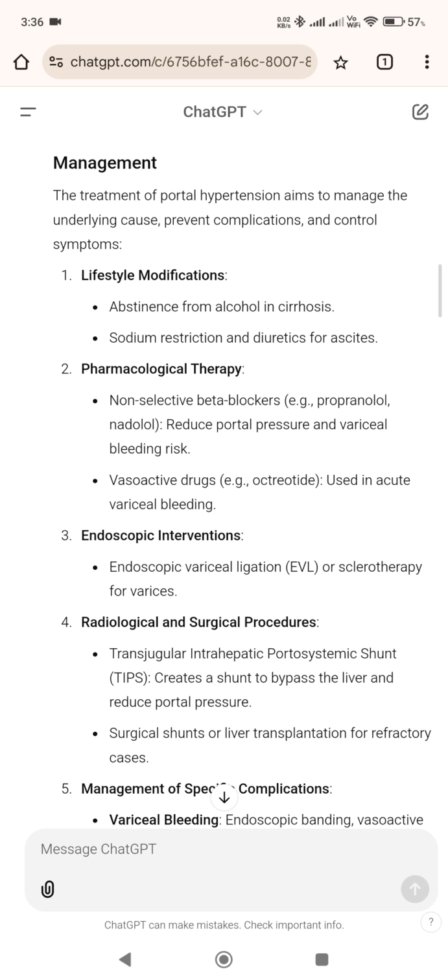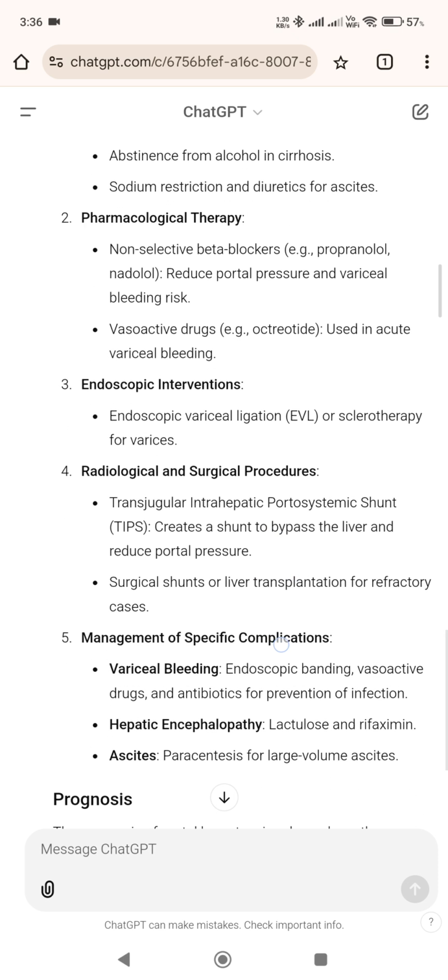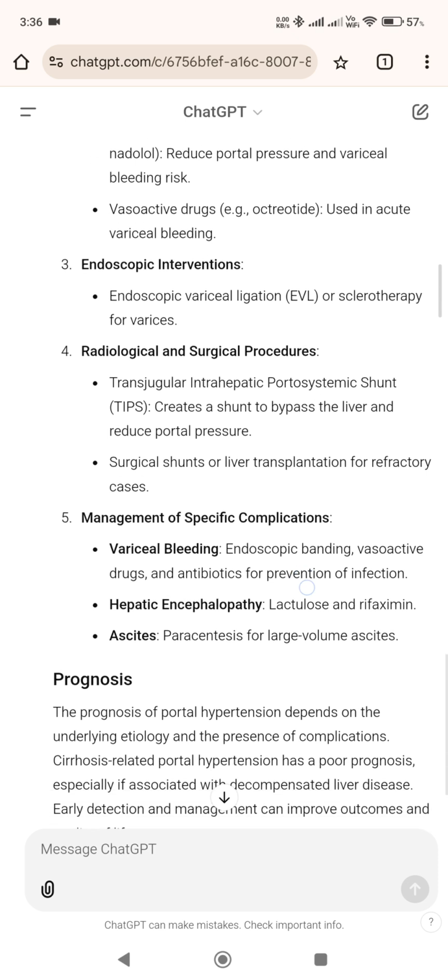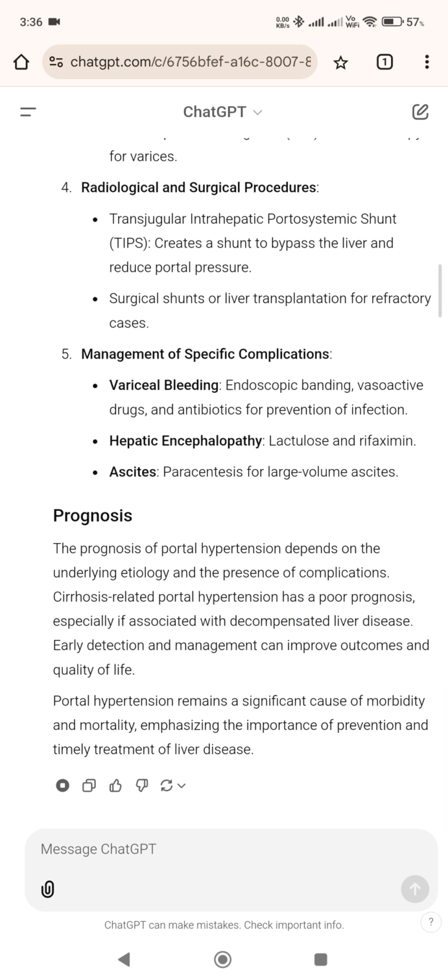2. Pharmacological therapy: non-selective beta blockers, e.g. propranolol, nadolol, reduce portal pressure and variceal bleeding risk. Vasoactive drugs, e.g. octreotide, used in acute variceal bleeding. 3. Endoscopic interventions: endoscopic variceal ligation, EVL, or sclerotherapy for varices. 4. Radiological and surgical procedures: transjugular intrahepatic portosystemic shunt creates a shunt to bypass the liver and reduce portal pressure. Surgical shunts or liver transplantation for refractory cases.